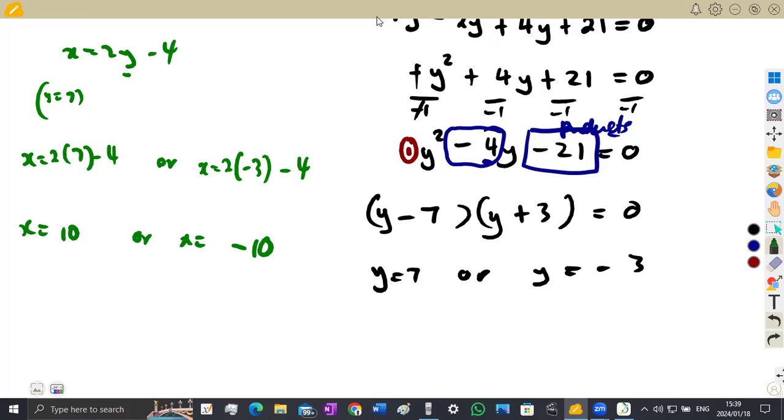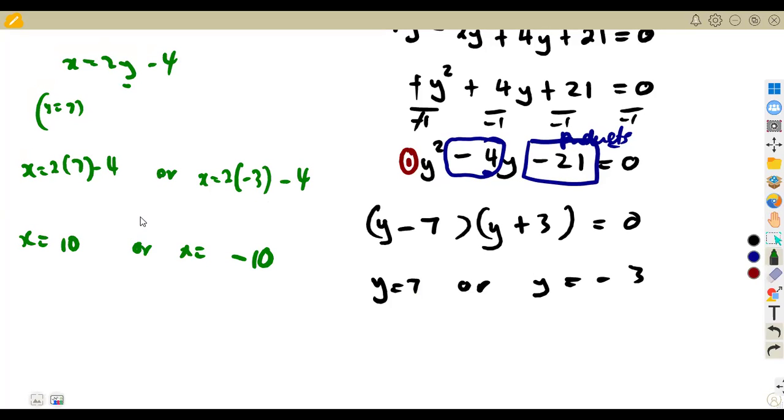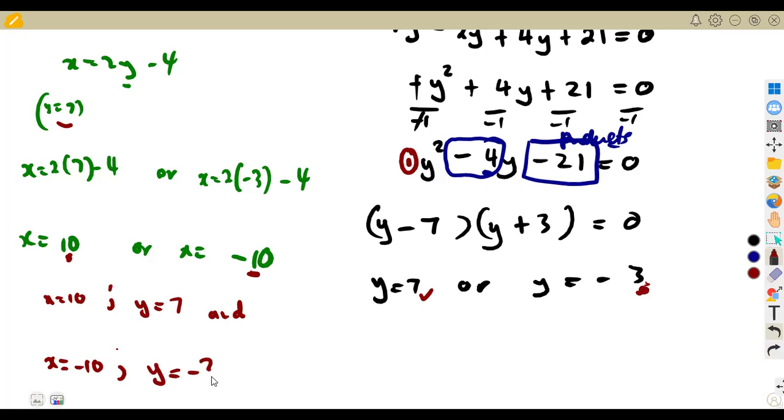All right. So with this information that we are given here, what does it tell us? It tells us when x was equivalent to 10, at that condition, y was what? We got this when y was equal to 7. And on a condition where x is equal to negative 10, what is the condition of y there? Y was equal to negative 3. So that is the condition that we are simply talking about.